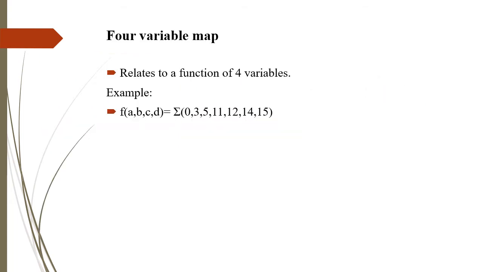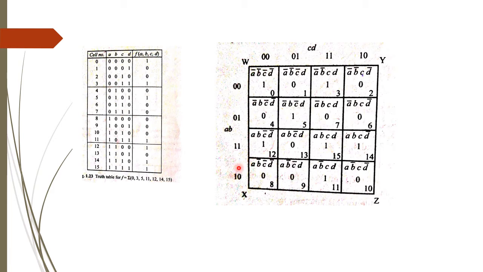Now consider the function they have given, f of abcd equal to summation 0, 3, 5, 11, 12, 14 and 15. This is one example, like the previous one we considered. If you have this summation of min terms, the output will evaluate to 1, and in the final expression you are going to get a sum of product terms. You have to be very careful regarding this.